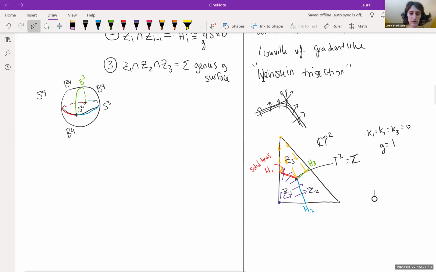So, okay, we have a Weinstein trisection on CP2, and on each of these H_i, we have one Liouville vector field that's pointing in one direction, transverse, and another Liouville vector field that's pointing in the other direction, transversely.